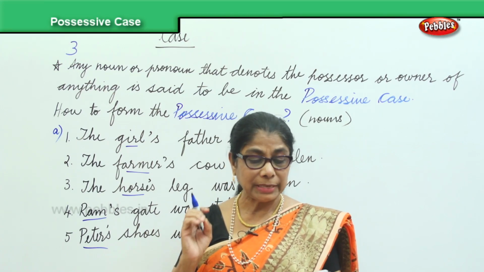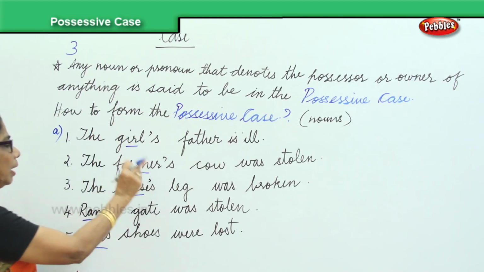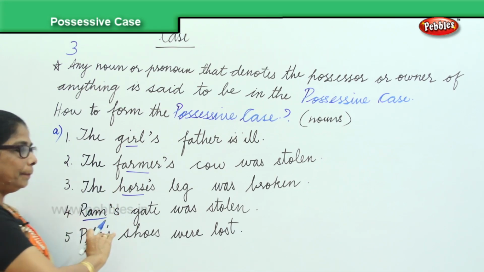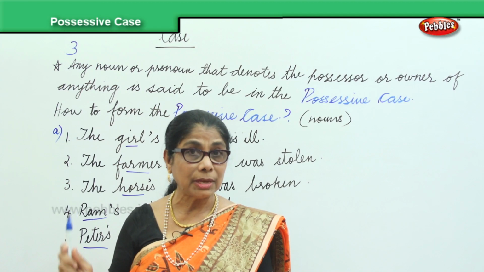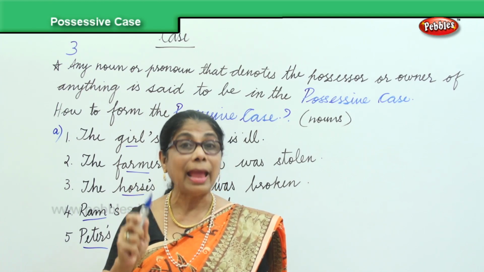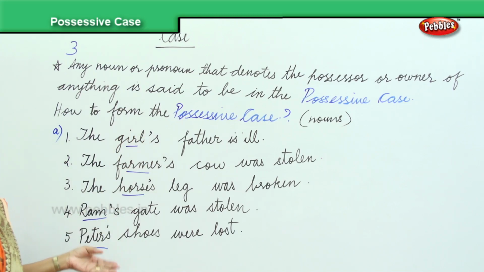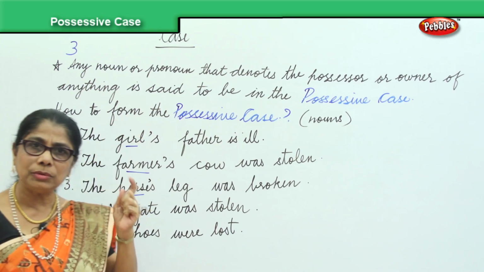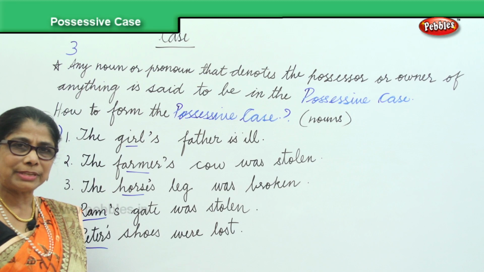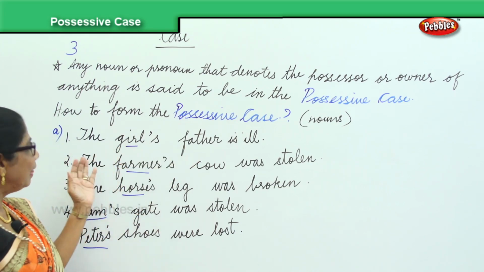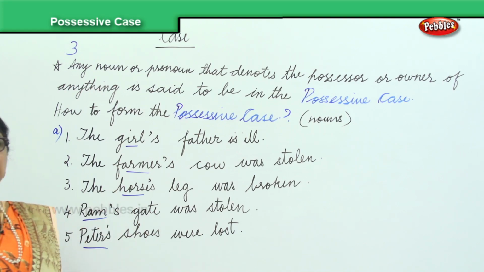Now, the nouns in the possessive case are in the singular number. One girl, one farmer, one horse, one Ram, one Peter. So in these cases, the singular nouns are formed by adding an apostrophe and then an s follows. So that's how we form the first type of possessive case. All the nouns are singular. We put an apostrophe and add an s. So we have girl's father is ill, the farmer's cow was stolen, the horse's leg was broken, Ram's gate was stolen, Peter's shoes were lost.